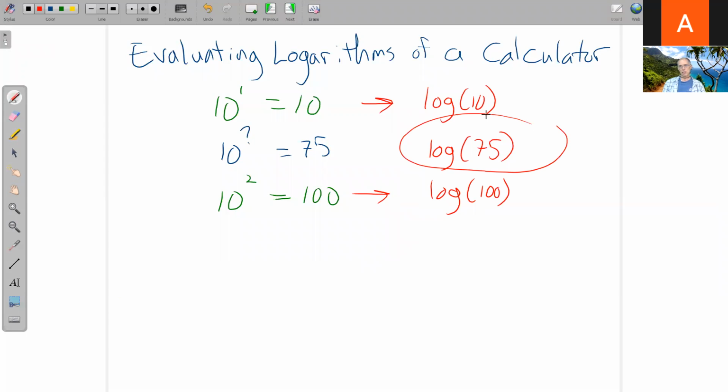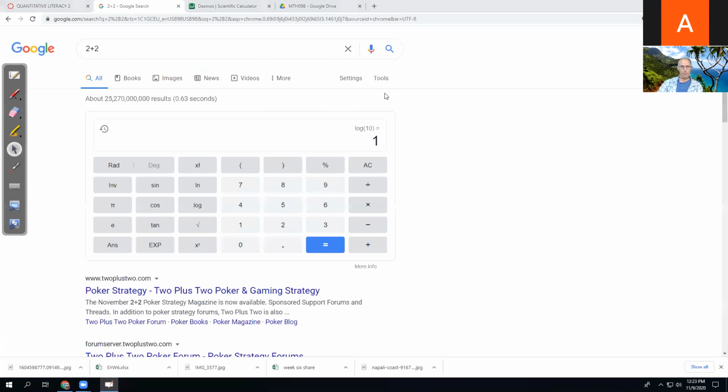So let's try asking the calculator, what's the log of 75? And that answers the question, 10 to what power equals 75? That's what logs do. They tell us what power for the given base. It gives us what's in the box. So log of 75 is 1.87506. That's a lot of decimals there.